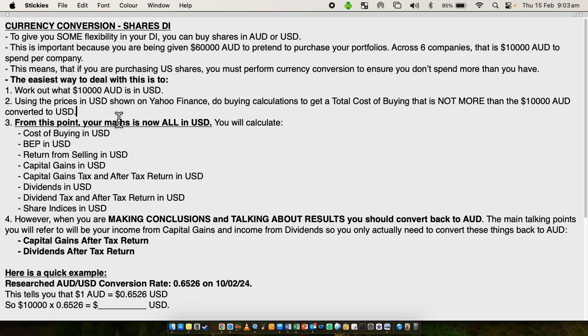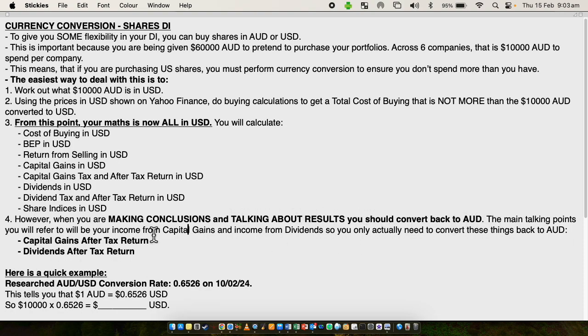Once you've done the one conversion at the start, all of your maths is going to be in USD. Find the cost of buying in USD. Find the break-even price. You can do everything in US dollars. The only time that you need to convert back is when you're making your conclusion, telling me which portfolio did better. When you make your conclusion and talk about the results, you should convert back to Australian dollars.